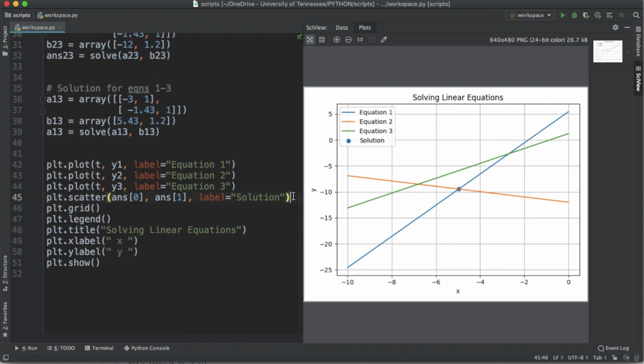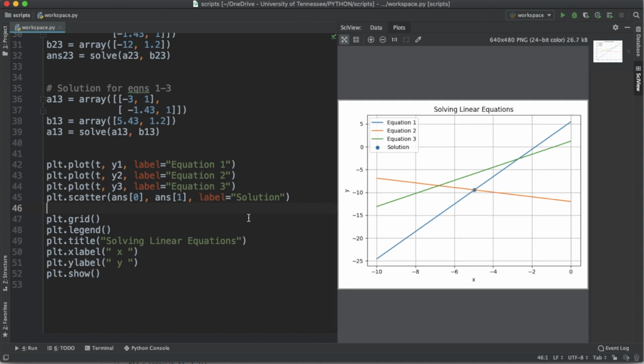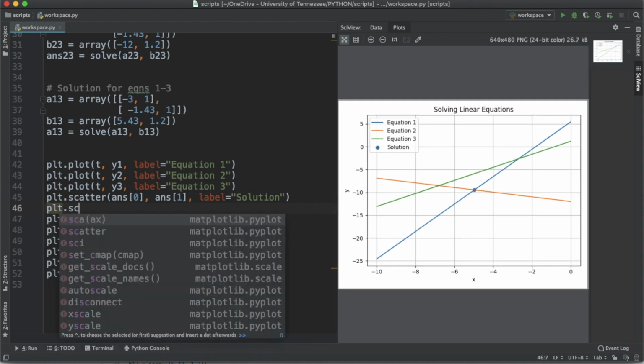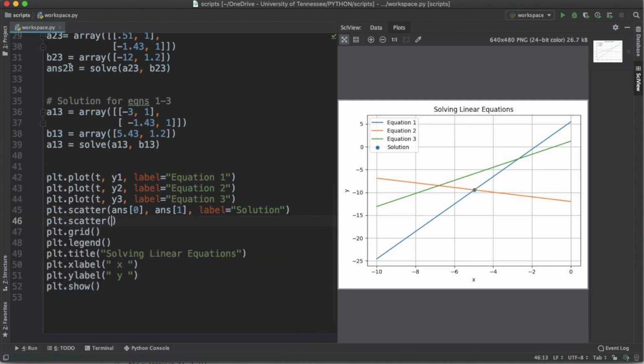To plot these, let's follow the same notation we used in our first plot. That's going to be plt.scatter. Our first solution is answer 2, 3 at the 0th index and answer 2, 3 at the first index. The label is going to be solution 2, 3. And the first solution we did is the intersection between equations 1 and 2, so that's going to be solution 1, 2.